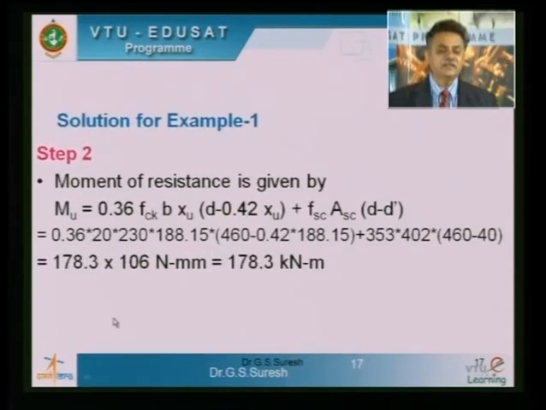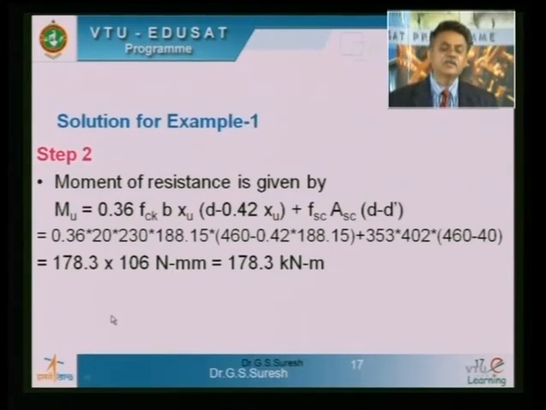Hence, I can calculate Mu by either taking the TU value or taking the CU value. So, I get the moment of resistance as 0.36 FCK B into XU into D minus 0.42 XU plus ASC into FSC into D minus D dash. Substitute the values, you get this as 178.3 into 10 to the power of 6. This is not 10 to the 6 friends. You take this as 10 to the power of 6 Newton mm.